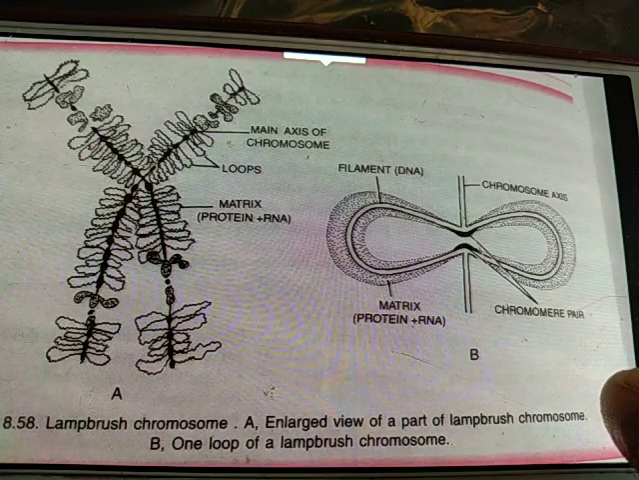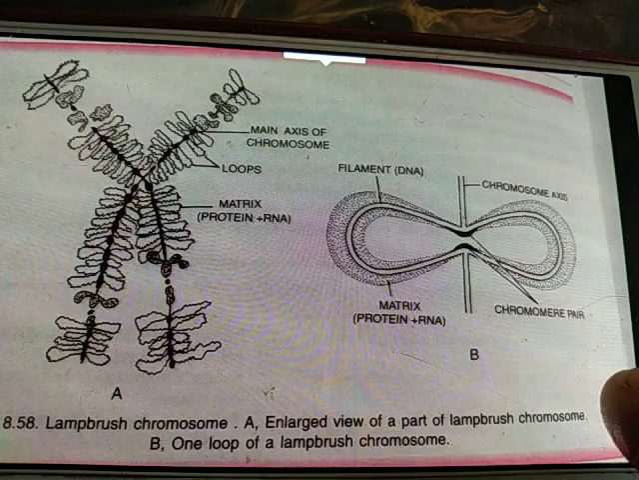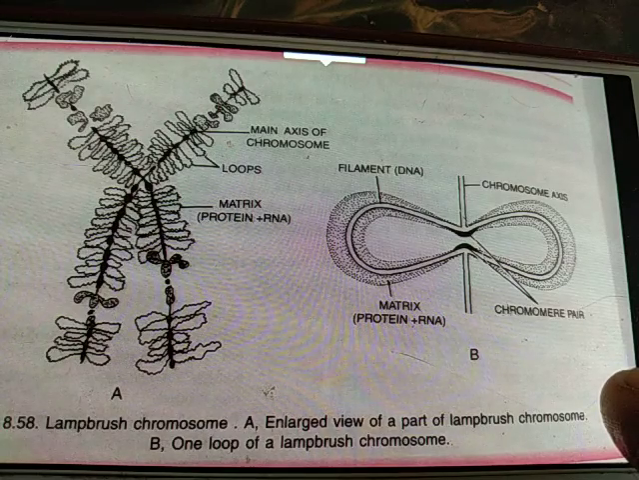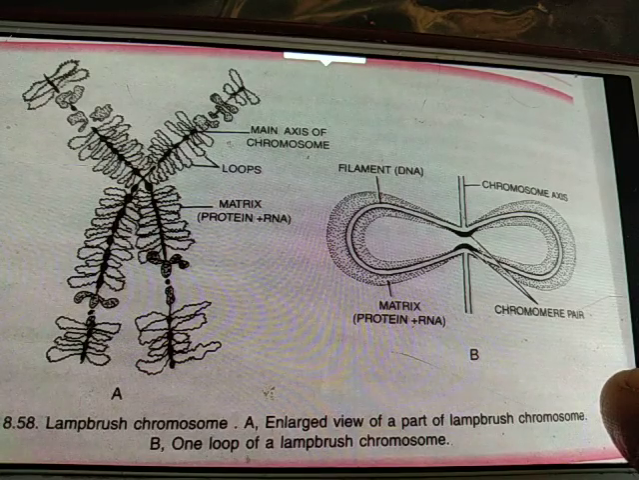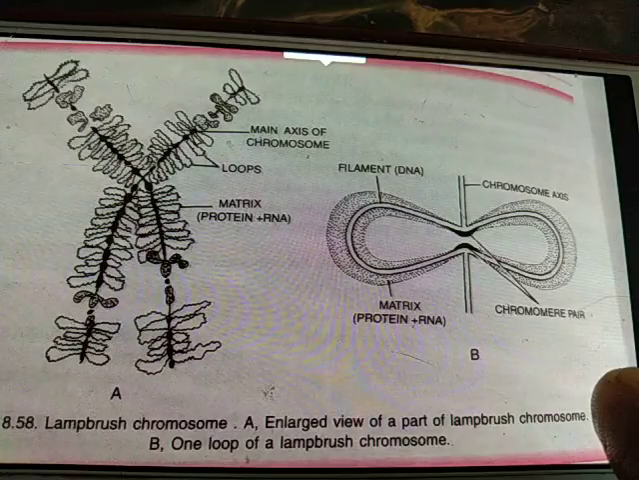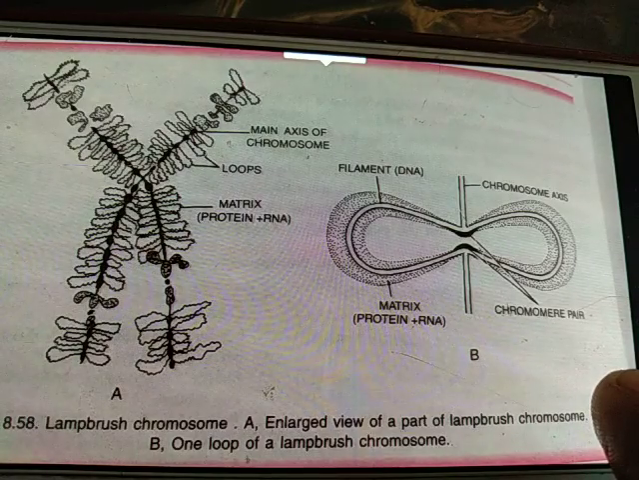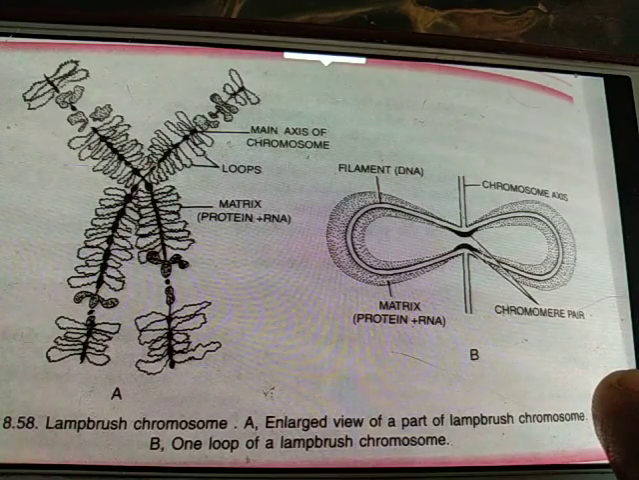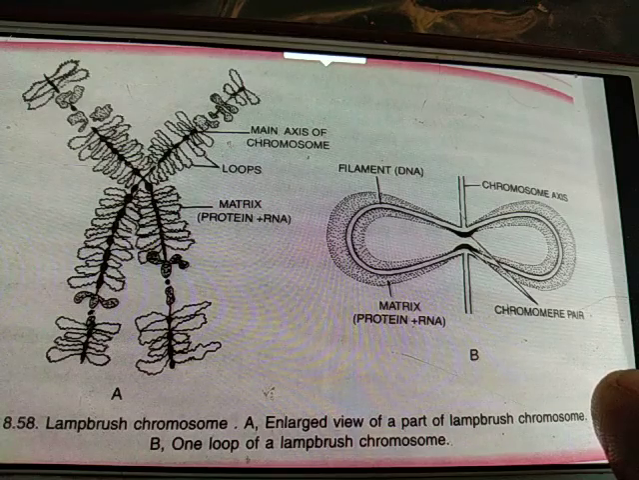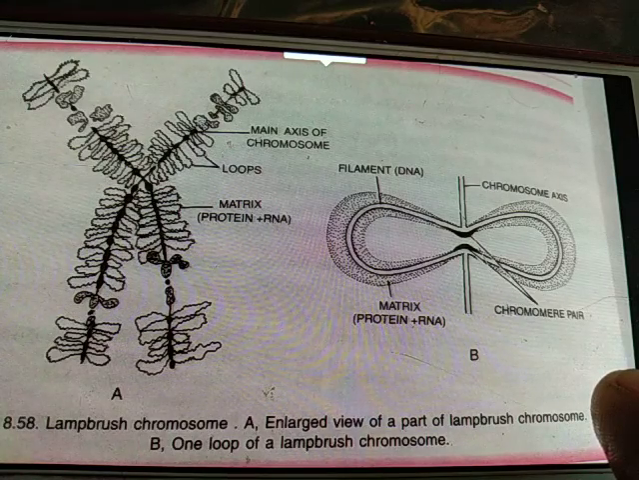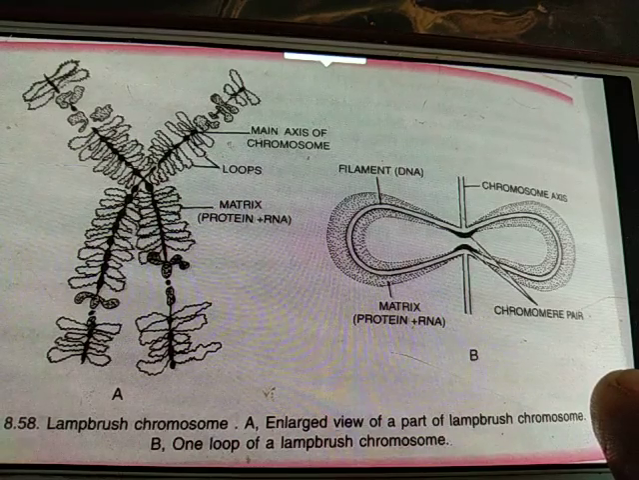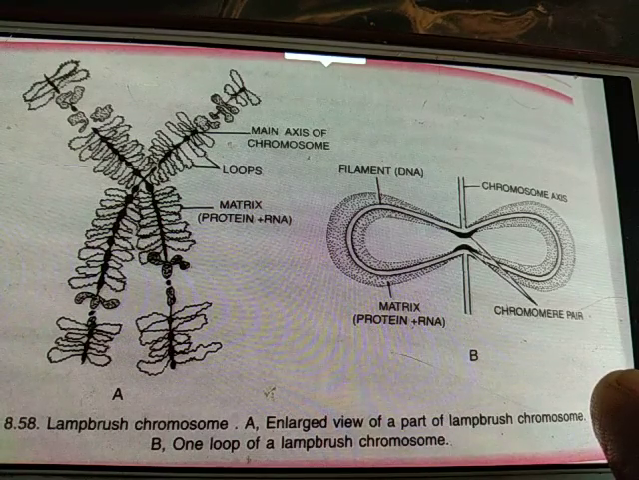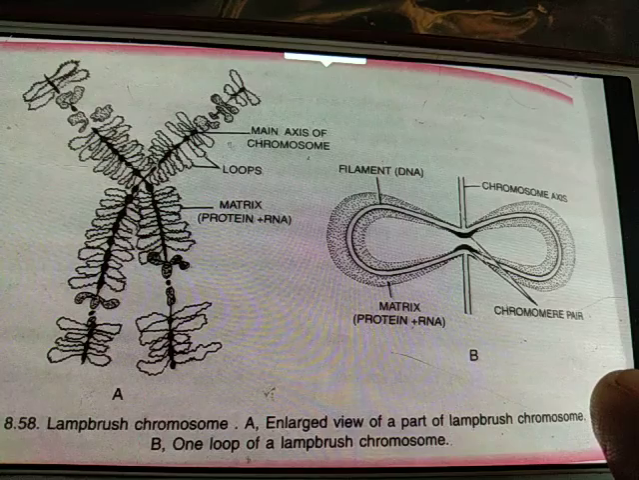The lampbrush chromosomes are larger than even polytene chromosomes. Their total length in urodele oocytes may be up to 5,900 micrometers, or 3 times the aggregate length of the total polytene chromosomes. Lampbrush chromosomes occur in pairs. The pair consists of homologous chromosomes which are joined at certain contact points called the chiasmata. Each chromosome has a double main axis due to the presence of two elongated chromatids.